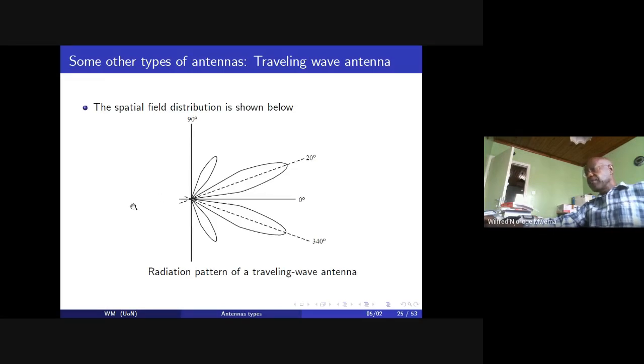This is the direction of propagation of the current, which is taken at 0 degrees. And you see that the main lobes are on either side of the line, directed in that direction. The numbers here are for a particular kind of excitation. It's not that they are generally pointed in the 20 degree, 340 degree direction, or on opposite sides of the line that is parallel to the ground, so to speak.